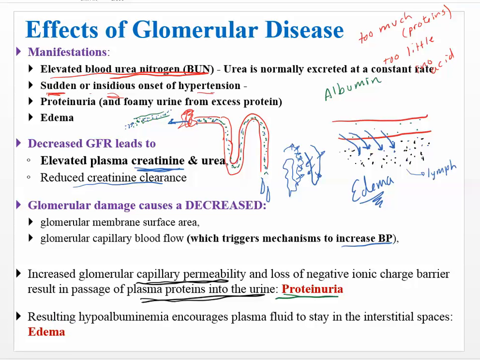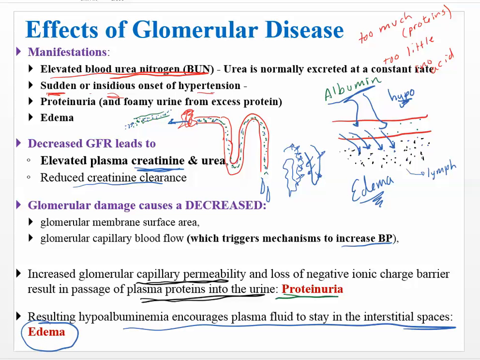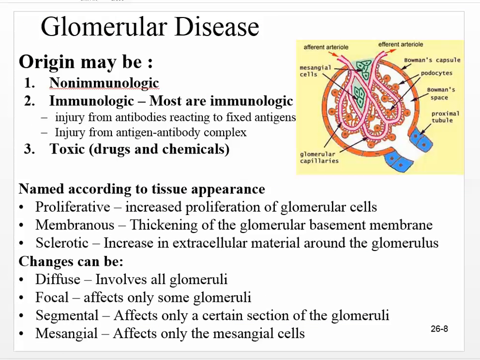So, the result is hypoalbuminemia. If we remember that albumin is the main protein found in the blood, and hypo means there isn't enough of it, that it's reduced, then the colloidal pressure, or this osmotic pull, is going to pull more fluid into the interstitial space. So hypoalbuminemia encourages plasma fluid to stay in the interstitial spaces, which is edema. It's important that you understand that concept because there will be questions about it on the test.